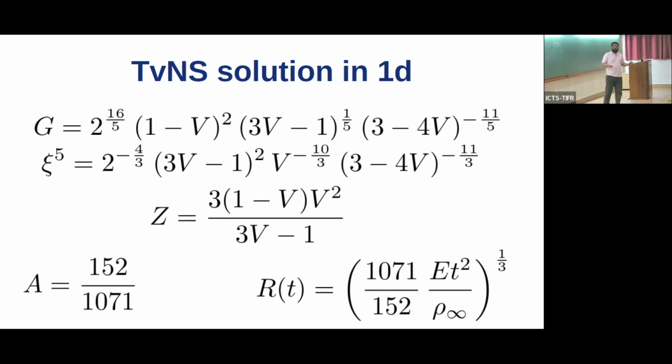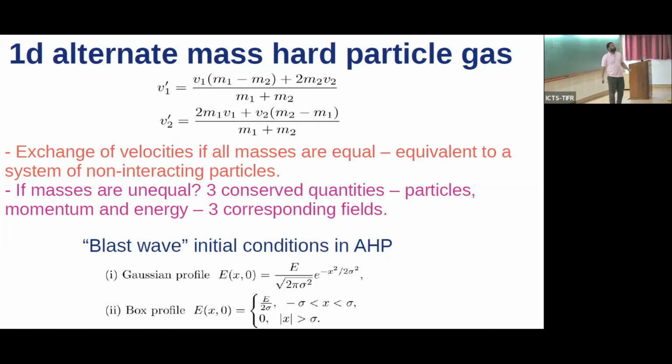So we took a non-integrable system, and the simplest non-integrable system that we can consider is the alternate mass hard particle gas in 1 dimension, M1, M2, M1, M2 aligned, and they collide elastically. If M1 is equal to M2, then as you know, it becomes an integrable system, because the collision is just an exchange of velocities. This formula leads to exchange of velocities, and there's nothing more in that.